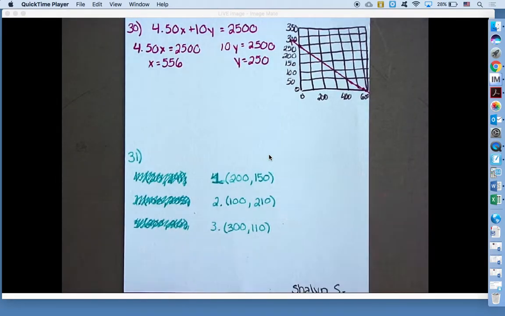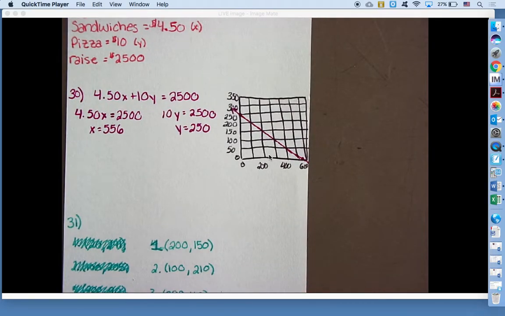And then points are 200 and 150, 100, 210, 300, and 110. So can you explain how you could go about finding like the 200? I went to the 200 and then you just follow up till the line meets the graph, the line to it. So you can use the graph that you're given, and as she said, pick a number and see where it matches with the line that you drew. That would be one way.